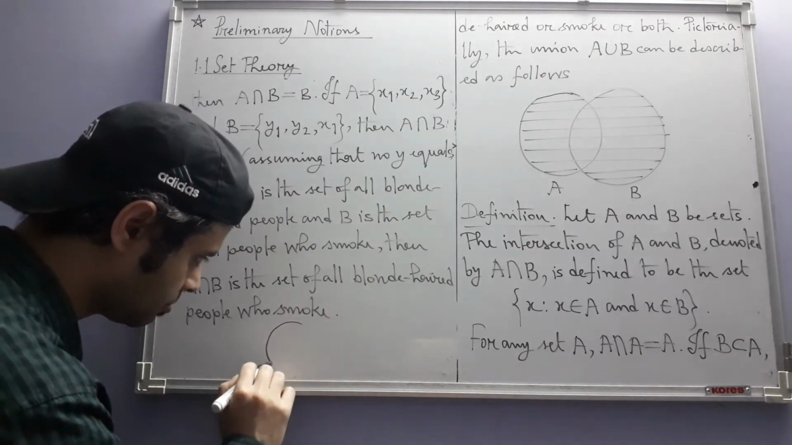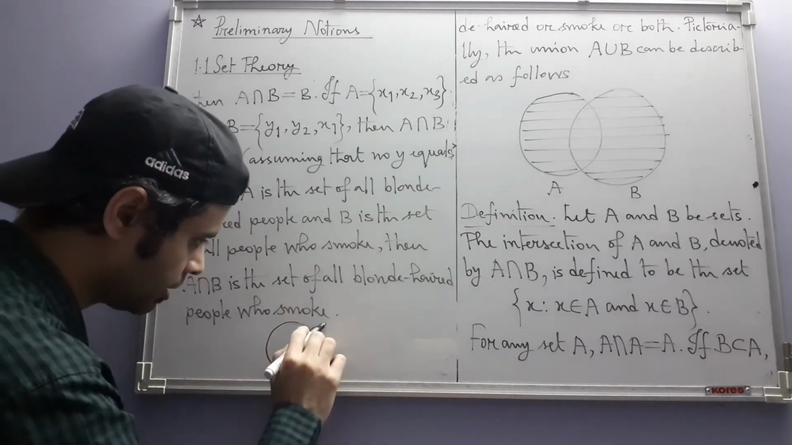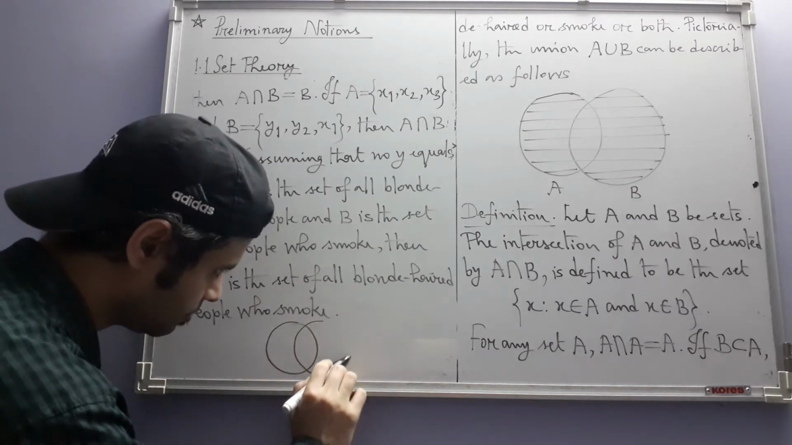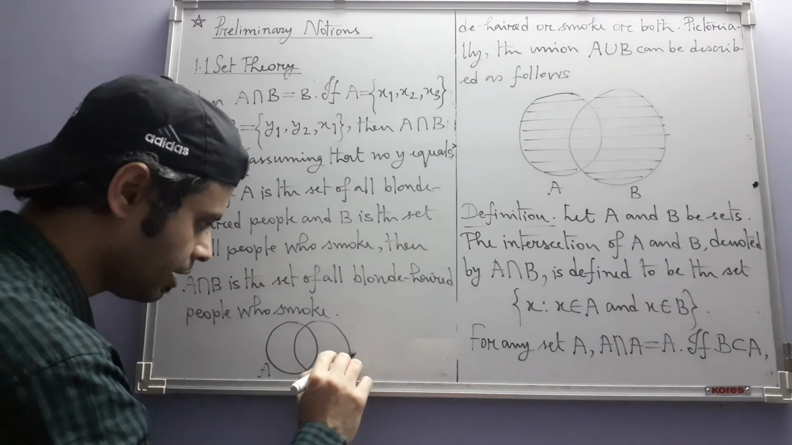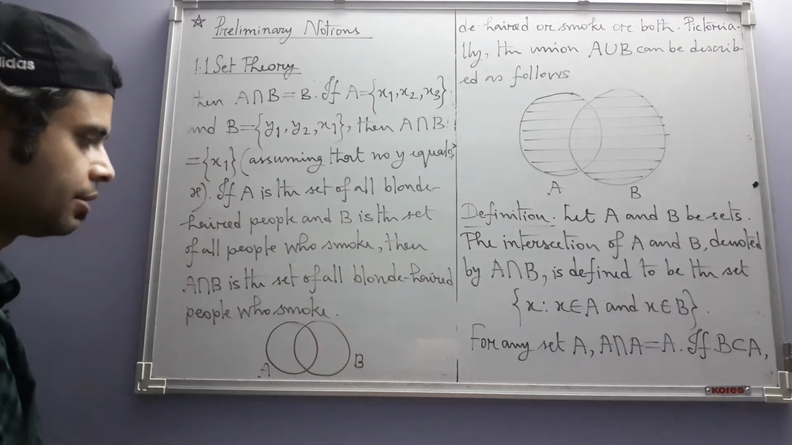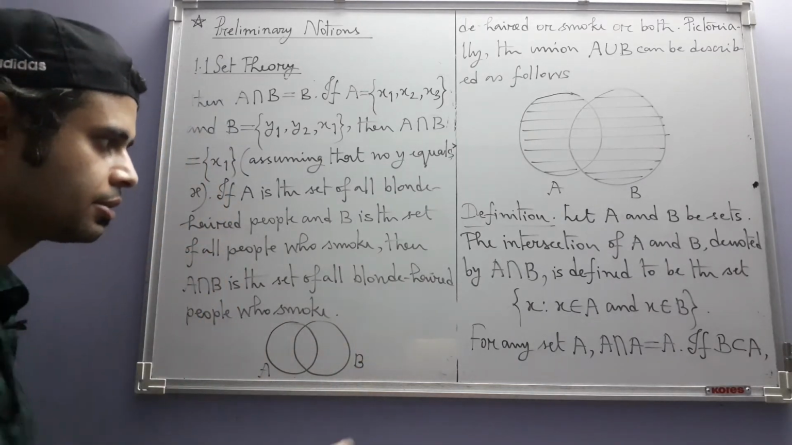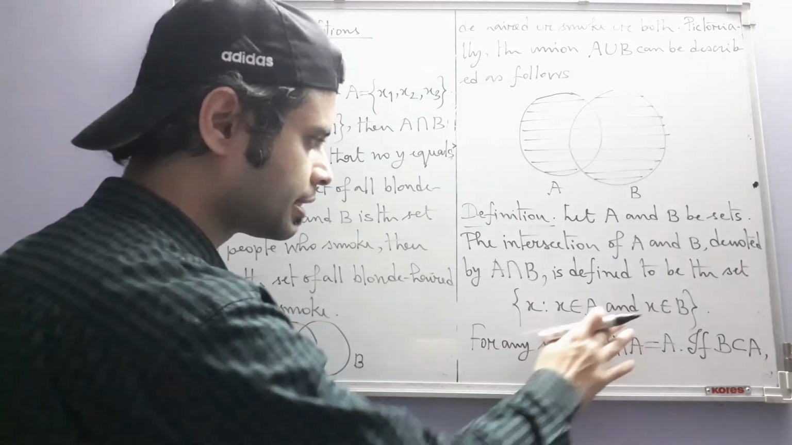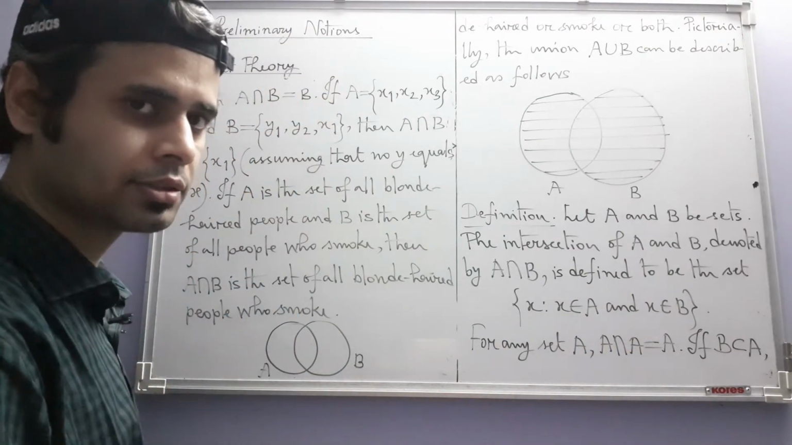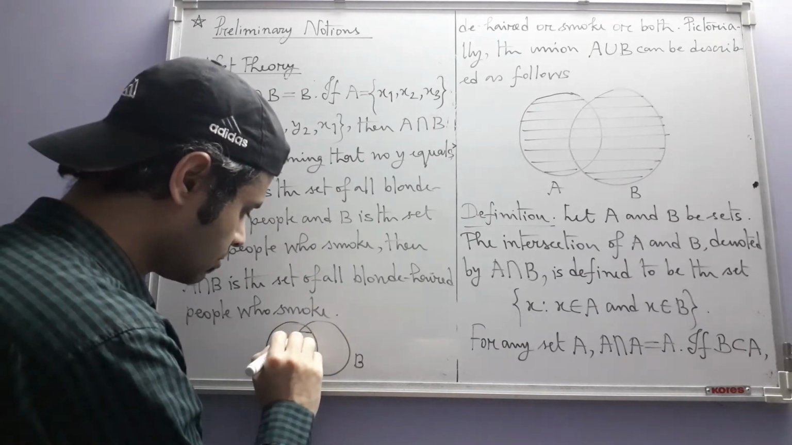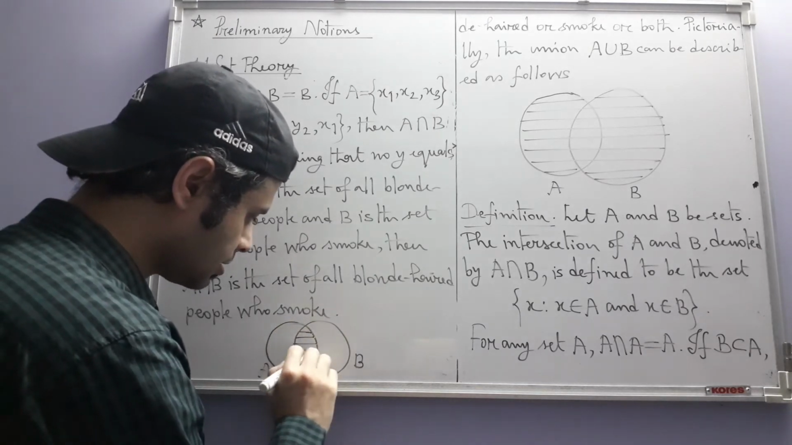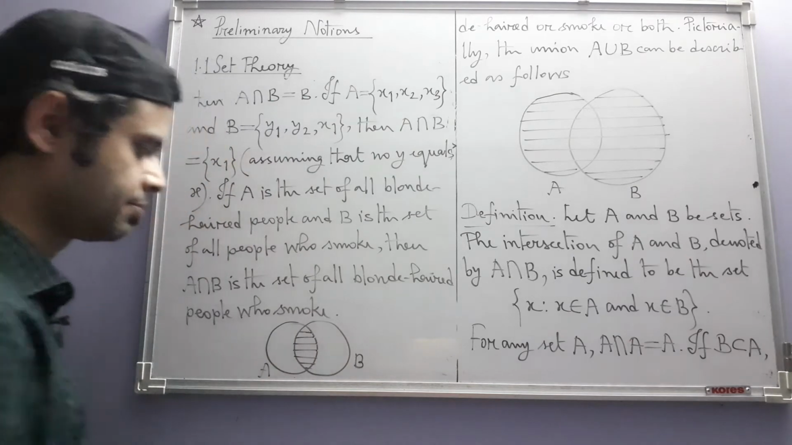Let me draw a tiny diagram here. So, like before, this is A, this is B, and the intersection is the set of those elements that are common to both A and B, that is, which lie in both A and B. So this region represents the intersection.